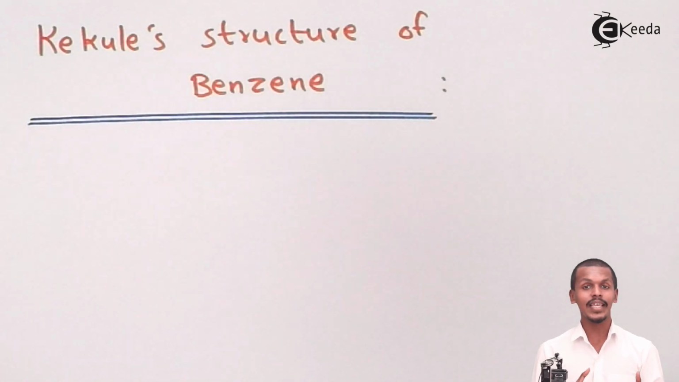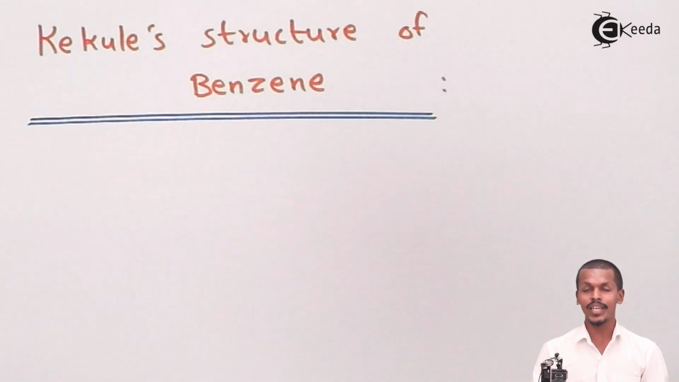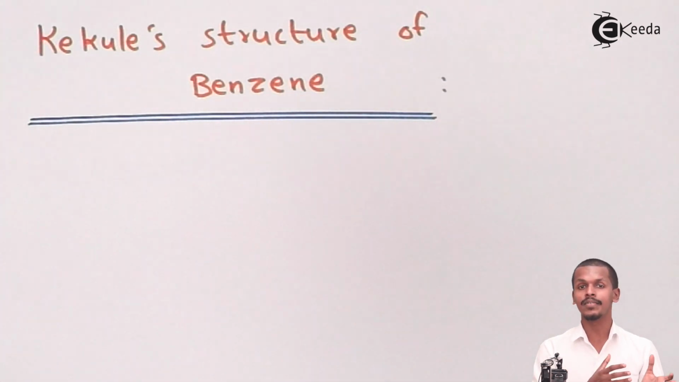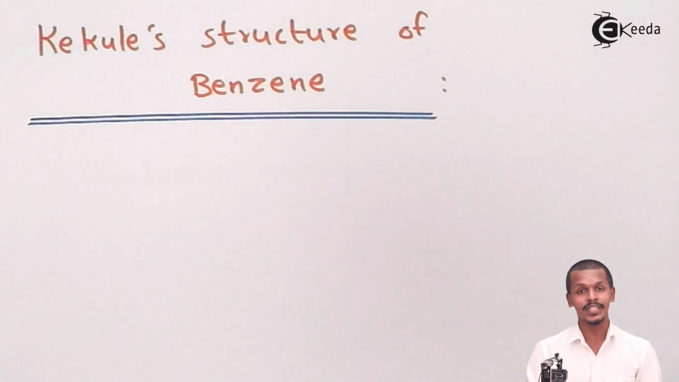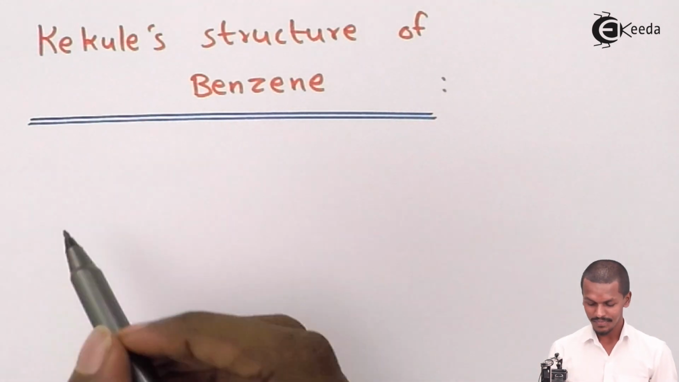Kekule proposed a structure of benzene consisting of 6 carbon atoms arranged in a cyclic form, with a hydrogen atom attached to each carbon atom. The cyclic form of the chain proposed by Kekule played a very important role in understanding resonance. So the structure of Kekule was as follows, which I am going to draw now.